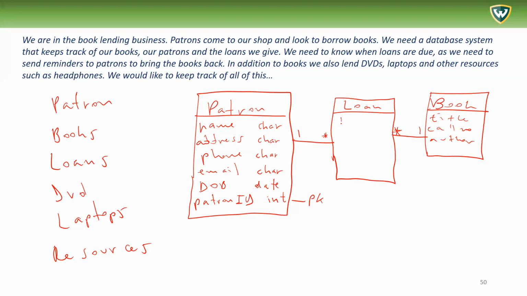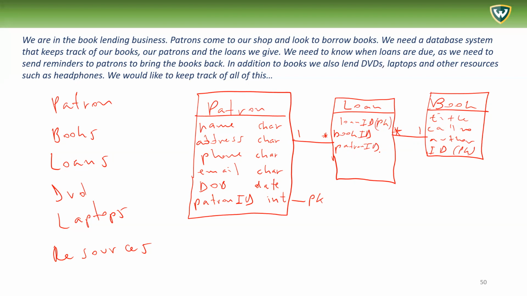If a person is borrowing multiple books, that's multiple loans. So loan, what are we going to have? Well, we're going to need a loan ID like everything else. And then we're going to have the book ID from the book table. This right ID, and this is going to be PK, right? And then we're going to have the patron ID. So this is going to be the PK here.